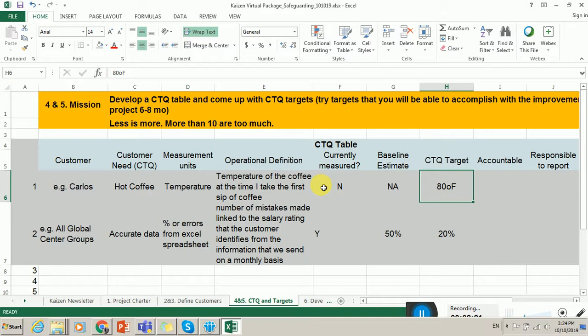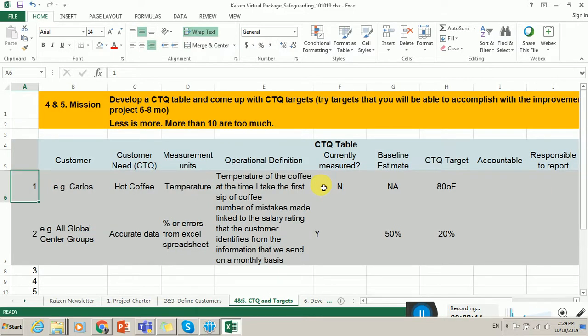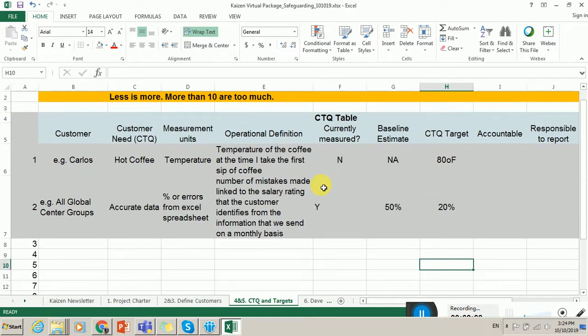So remember, we're trying to make this improvement within 6 to 12 months. So what will be the target for this particular CTQ when we finish this work? Then who is accountable for this metric, who's responsible to report, and is there any comment. So at the end of this step, we should have the CTQs, the explanation about what they mean, how we're going to measure them, and very important, we should have identified some of the targets for when we complete this improvement work.